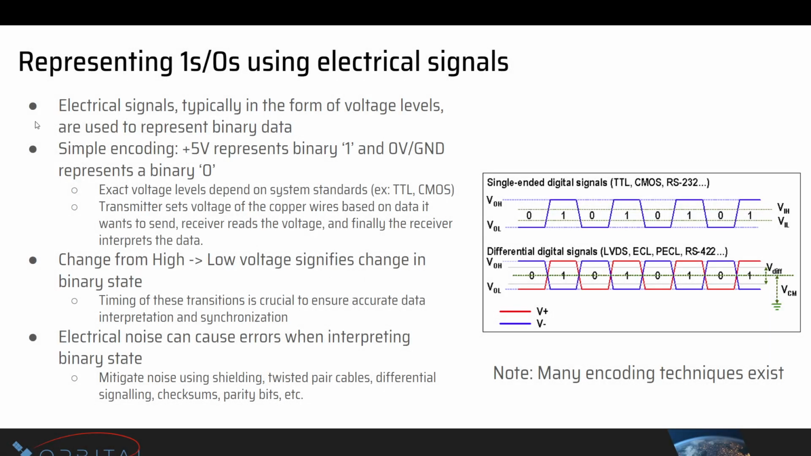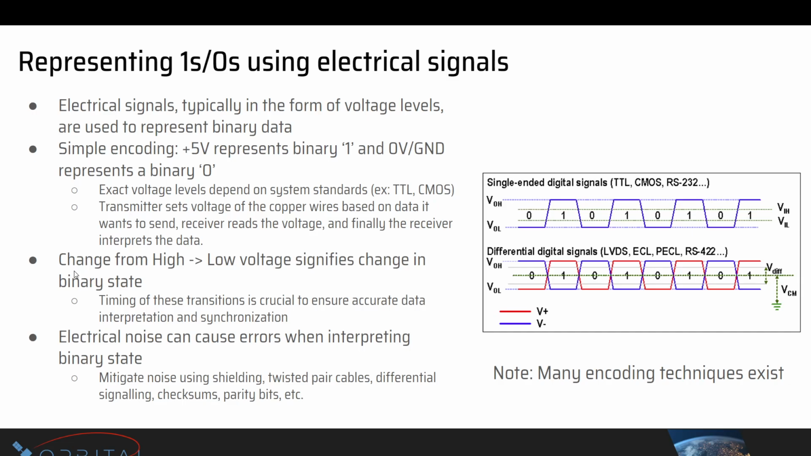So electrical signals, typically in the form of voltage levels, are used to represent binary data. A simple way to do this, like I mentioned, is +5 volts is binary 1, and 0 volts, or ground, is a binary 0. And like I said, the exact voltage level depends on different standards. The transmitter is the one that sets the voltage level of the wires based on the data it wants to send, and the receiver just checks what the voltage is to interpret that data.